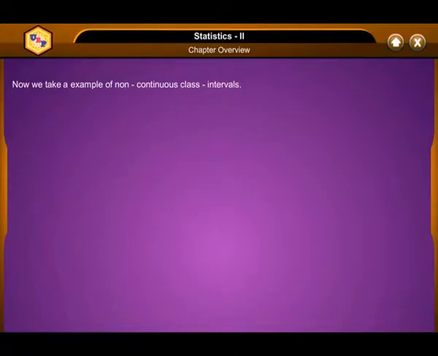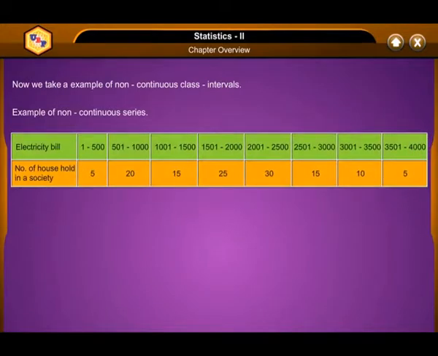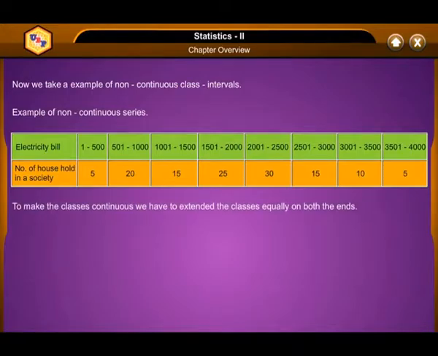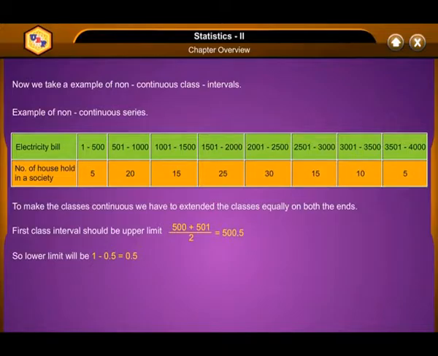Now we take an example of non-continuous class intervals. Example of a non-continuous series. To make the classes continuous, we have to extend the classes equally on both ends. For the first class interval, the upper limit is (500 plus 501) upon 2, which is equal to 500.5. So the lower limit will be 1 minus 0.5, which is equal to 0.5. So the continuous class interval will be 0.5 to 500.5.